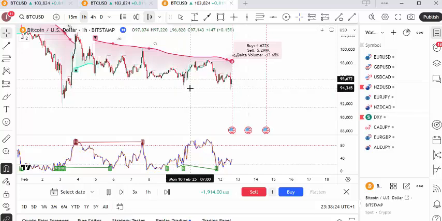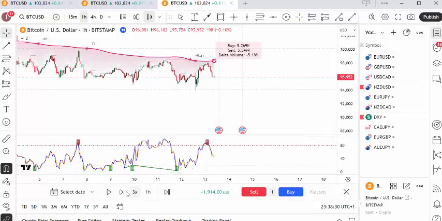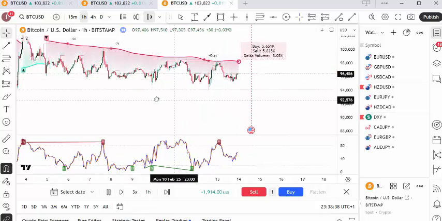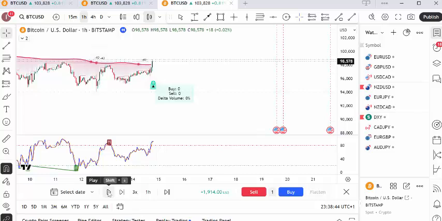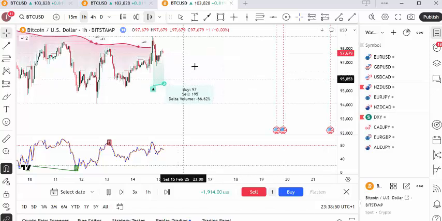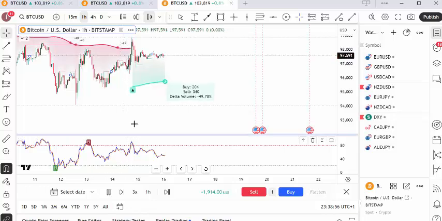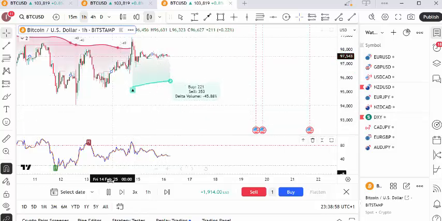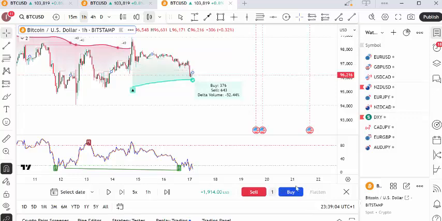We missed this. I think I have to be paying more attention to what we're doing. Okay, so market's bullish. Let me fasten the speed. Okay, bullish.